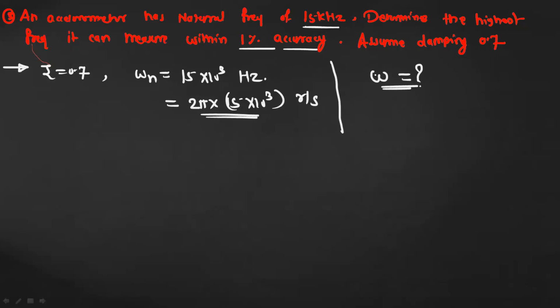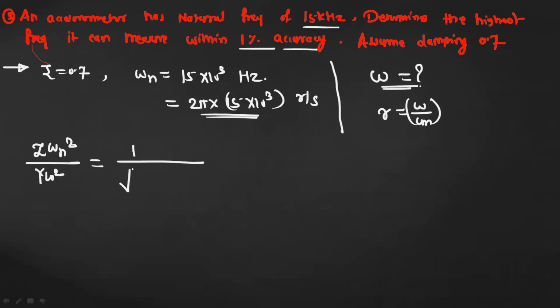Okay, so if you want to find out this value, we have to first find out the ratio omega upon omega n. By using the formula of the accelerometer, we have to find out this ratio. So refer to the formula for accelerometer. We have z omega n square upon y omega square, this is equal to 1 upon the square root of [1 minus r square] whole square plus [2 zeta r] whole square.